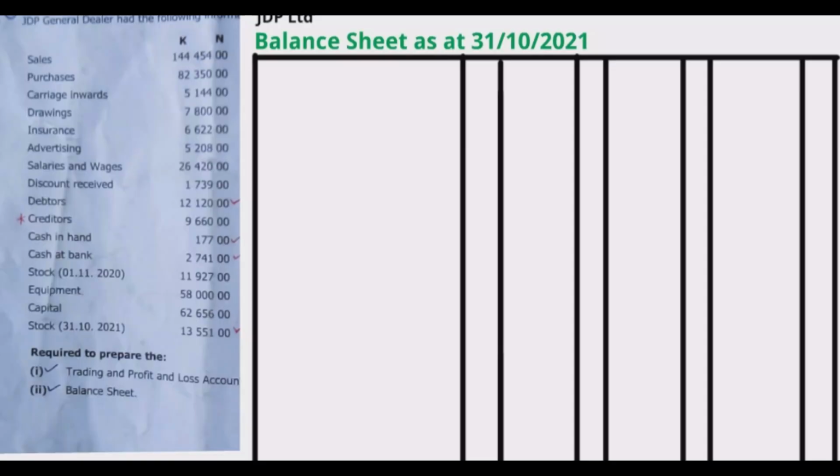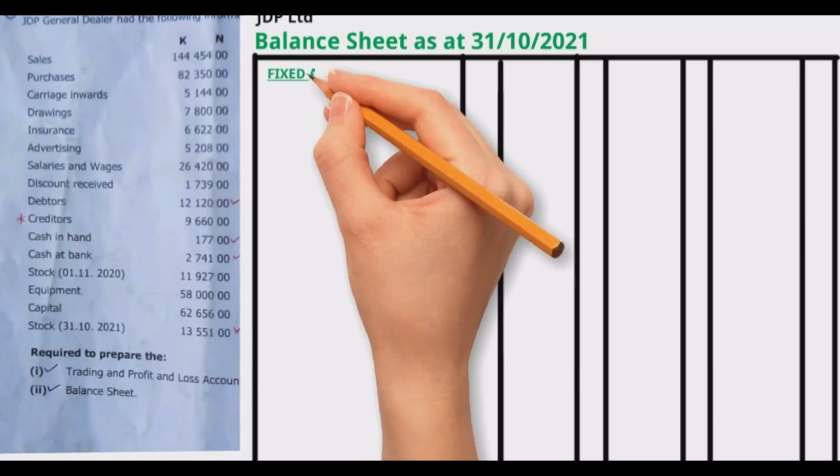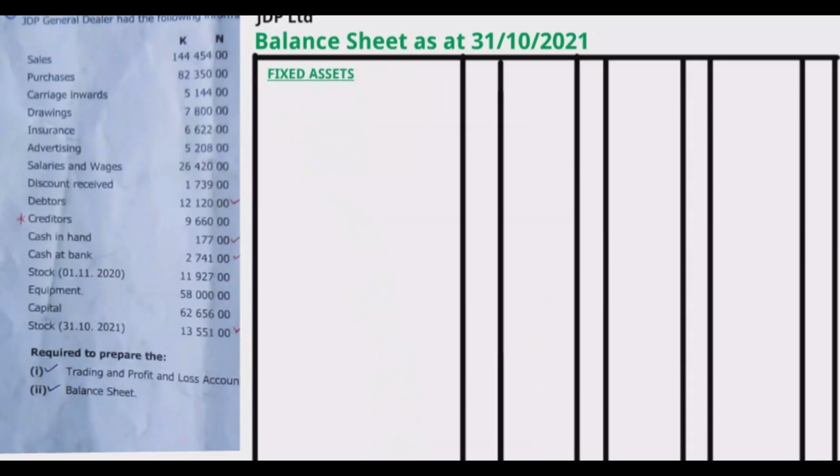Remember, these headings also attract marks, so you need to make sure you write the correct heading on every account or anything we are preparing. Okay, so what we need to do first, we're going to start by entering fixed assets. Under fixed assets we have got equipment. So we write equipment, and how much is the equipment? You can look for equipment, that is 58,000. We write 58,000.